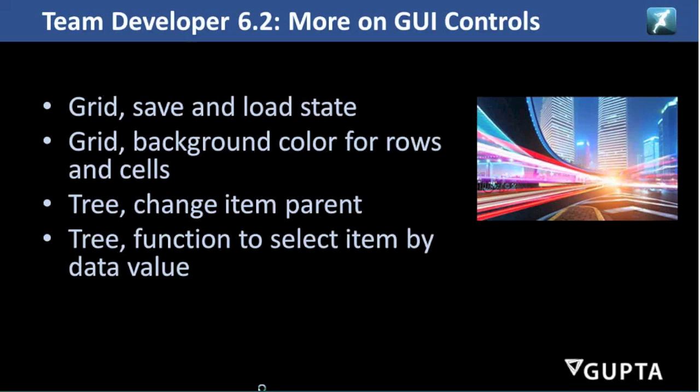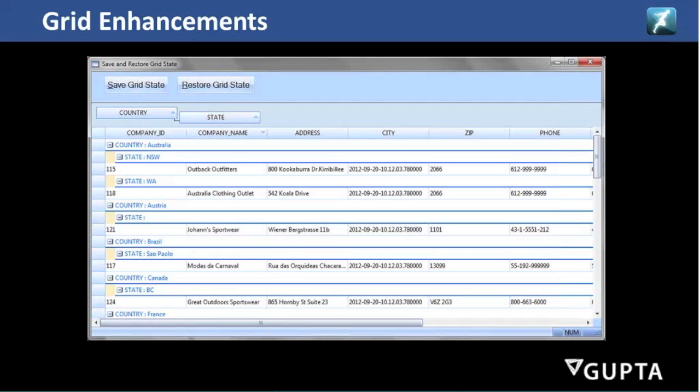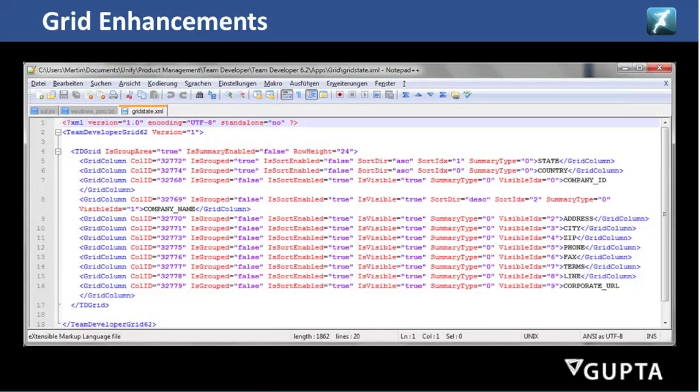Trees basically have an index or primary key field, I would say, for every item, and you can not only select the tree item by the data, but you can also select it by the primary key. You can set the image from a binary variable. So here's, for example, a customized grid, and you could save that grid state to an XML file and apply that later on, and then it would look exactly the same. Here's the XML file that contains all the descriptions we need to load that at runtime.